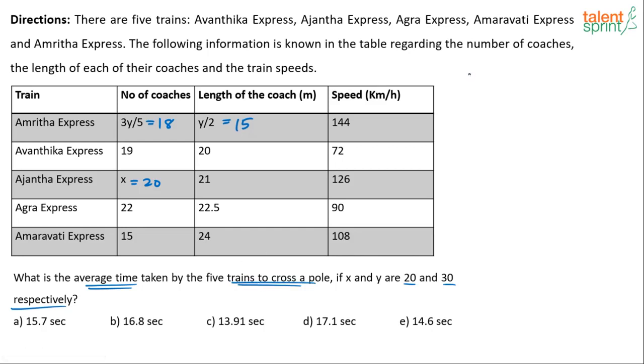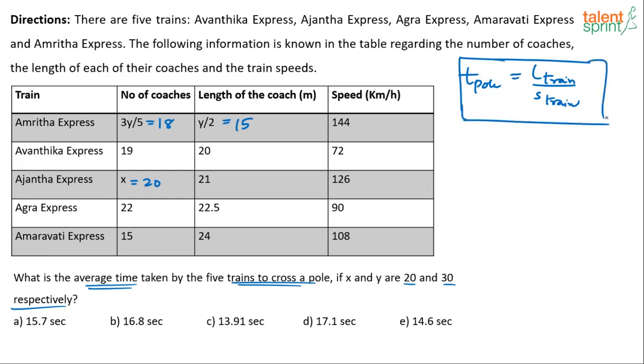See, you know the time taken to cross a pole is equal to length of the train divided by speed of the train. That's it. So let us first find out the time taken by each of these trains. Remember, you cannot take the average directly. You have to find out the individual times, and then take the average of those times. You cannot do it in any other shortcut way. Don't try to take the average time as the sum of the lengths of all the trains divided by the speeds of all the trains. It cannot be done. Simple. Average time will be the average of all the times. First of all, find the time taken by each train. And it's better we convert these kilometers per hour to meters per second.